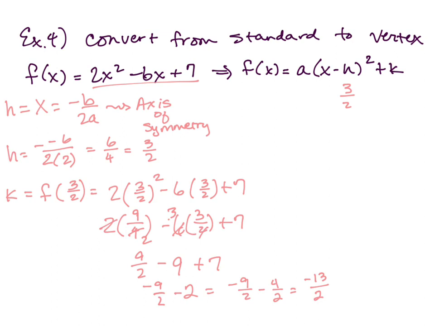Okay. Give me a second. I don't think we have a mistake. Where did the negative 9 over 2 come from? The negative 9 over 2? Yeah, it was positive. Oh, yeah. Y'all are right. Good catch.